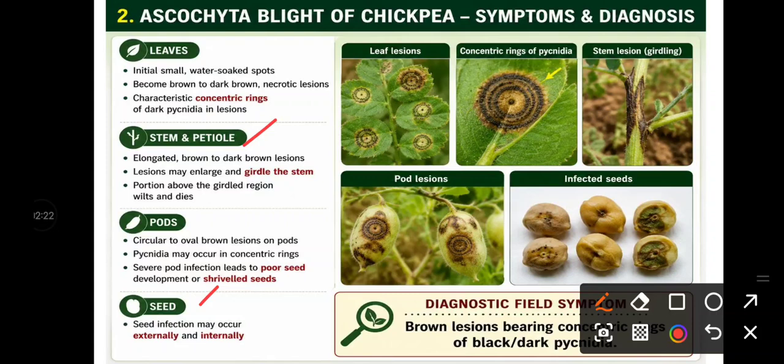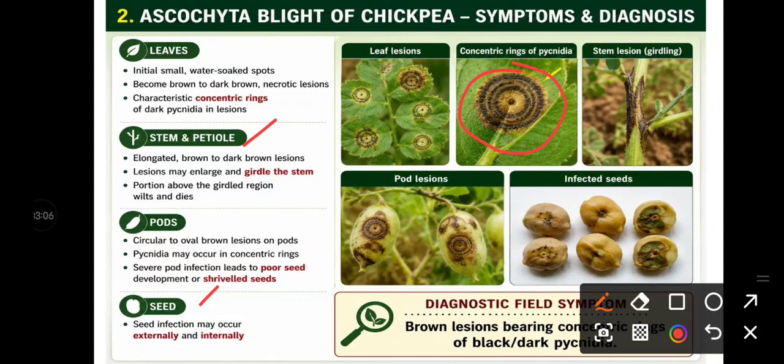We have also discussed these concentric rings of dark pycnidia in Phomopsis blight of brinjal. In my last video I described that very important disease of brinjal, Phomopsis blight caused by Phomopsis vexans. That also produces concentric rings of dark pycnidia, black sporulation in a concentric pattern. Here you can clearly see the concentric rings of pycnidia. Pycnidia are the asexual fruiting bodies that produce the conidia. So this is the characteristic symptom produced on the leaf.